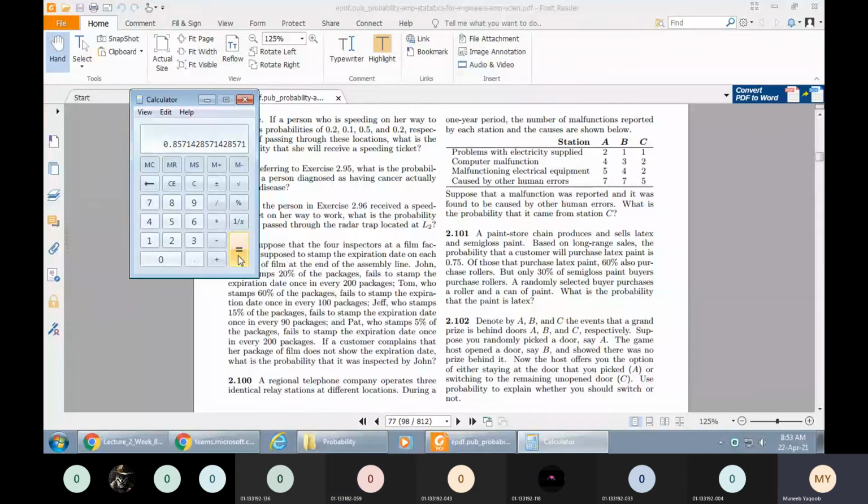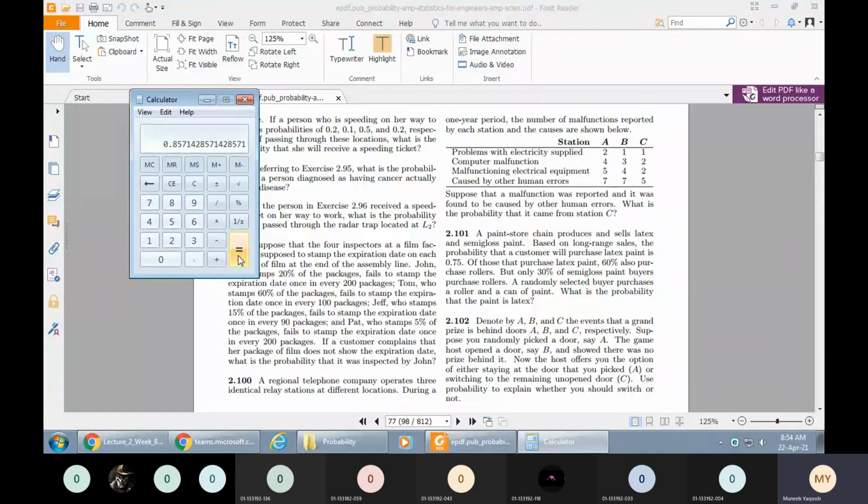Now the question was that if it is given to you that the customer is using the roller, what is the probability that he or she will use the latex paint? So therefore, we are to calculate probability of latex paint given roller. For this, we can write probability of latex intersection roller in the numerator and probability of roller in the denominator. So probability of latex intersection roller was 0.45 and probability of roller, in the denominator, was 0.525. We divided 0.45 by 0.525 to get the answer, and it is 0.857.